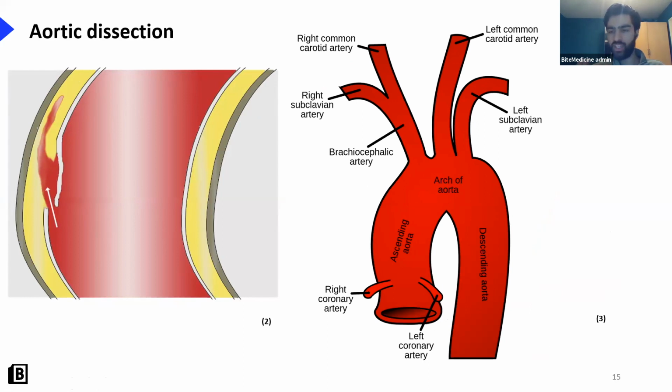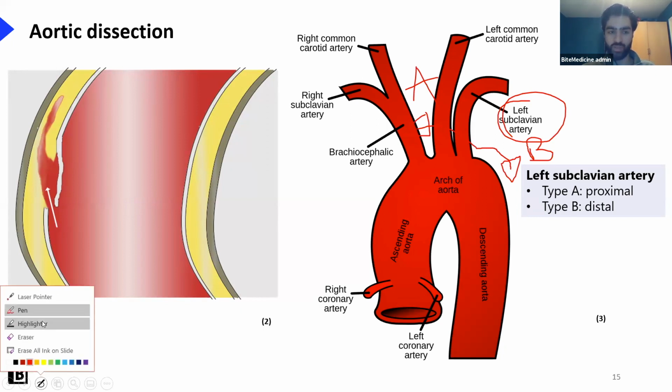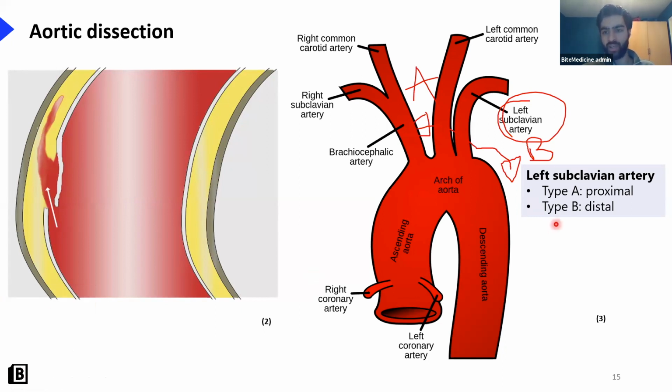So in the UK, we typically use the Stanford classification when it comes to aortic dissection. We have type A aortic dissection and type B aortic dissection. If we turn back to anatomy, we've got our left subclavian artery. If the dissection happens distal to the left subclavian, that's known as a type B. And if it happens proximal, that's known as a type A. That's really important to note because the way you manage a type A and a type B are different.